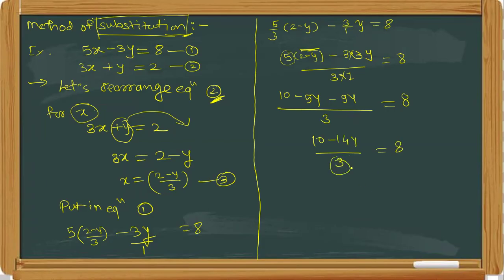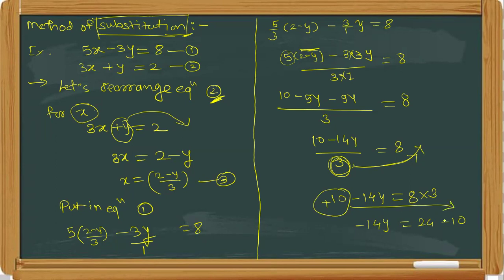Now this 3, when it goes towards the right side, it will be multiplied. The 3 is there in the denominator, so it will go multiplied to the right side, 8 into 3. So minus 14y equals 24 minus 10. This minus 10, when it goes to the right side, it will be plus. So minus 14y is equal to plus 14, right?